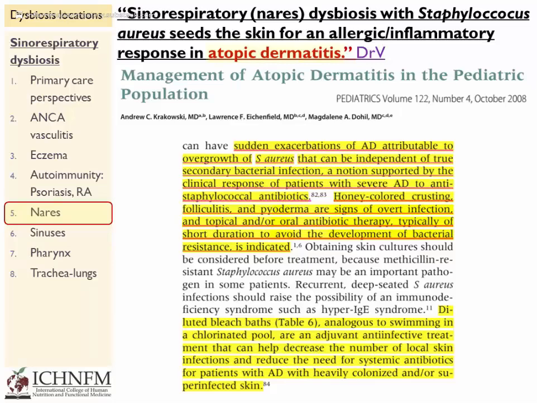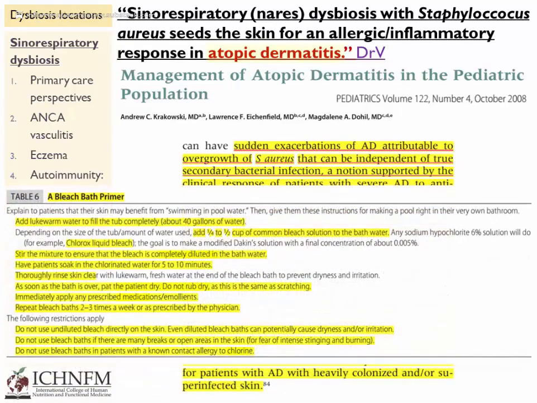Toward the bottom of this excerpt, diluted bleach baths, analogous to swimming in a chlorinated pool, are an adjuvant anti-infective treatment that can help decrease the number of local skin infections and reduce the need for systemic antibiotics for patients with atopic dermatitis with heavily colonized and/or super-infected skin. Let's look here at their bleach bath primer. Obviously very important to follow instructions, so let's review these here.